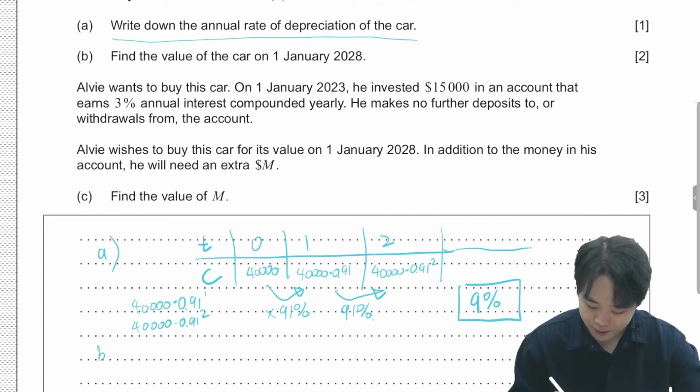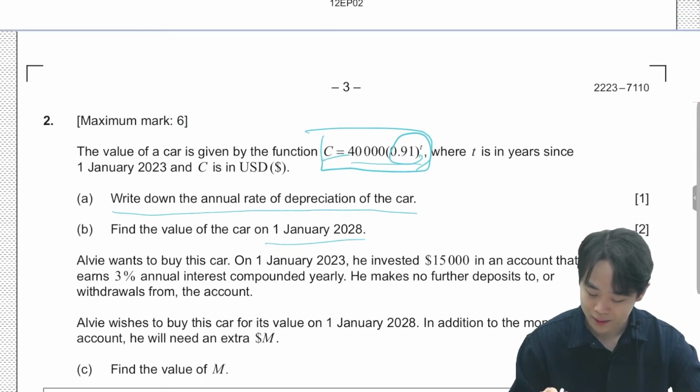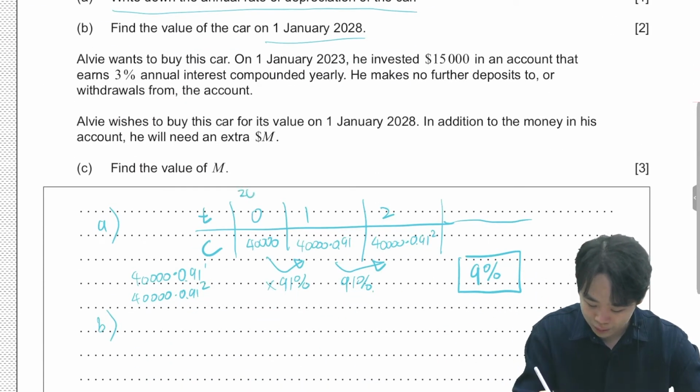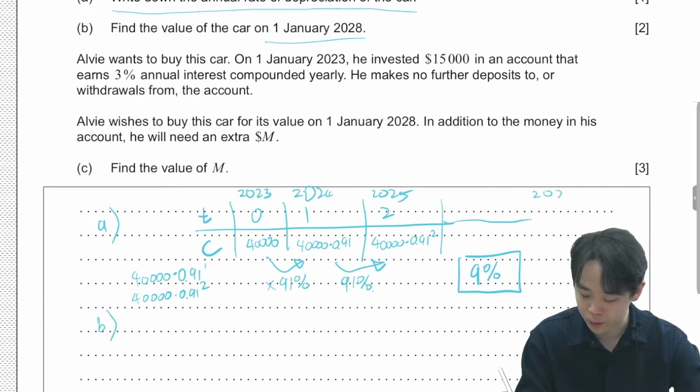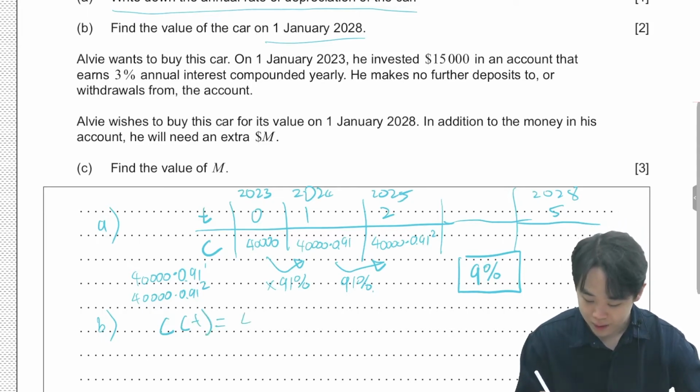Next, if you were to find the value of the car on January 1st, 2028, and the starting year is 2023. So 2023 is here, 2024, 2025, and if you want to go all the way to 2028, we know that t has to be 5. So we basically have our function for cost, right? Cost as a function of time, and we substitute in t equals 5 there.